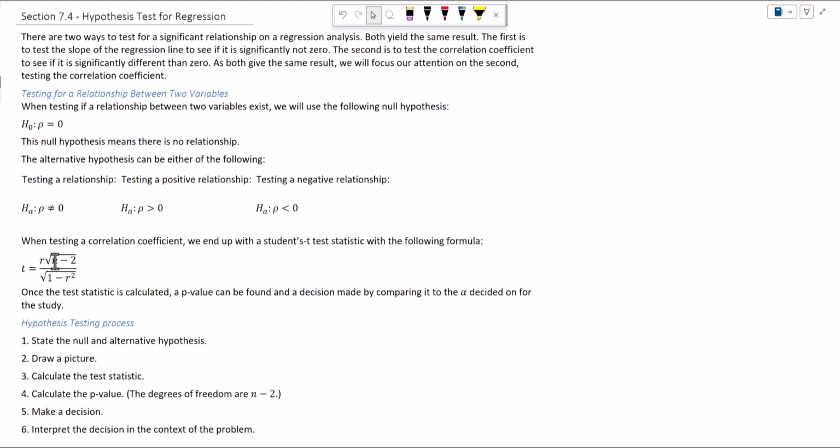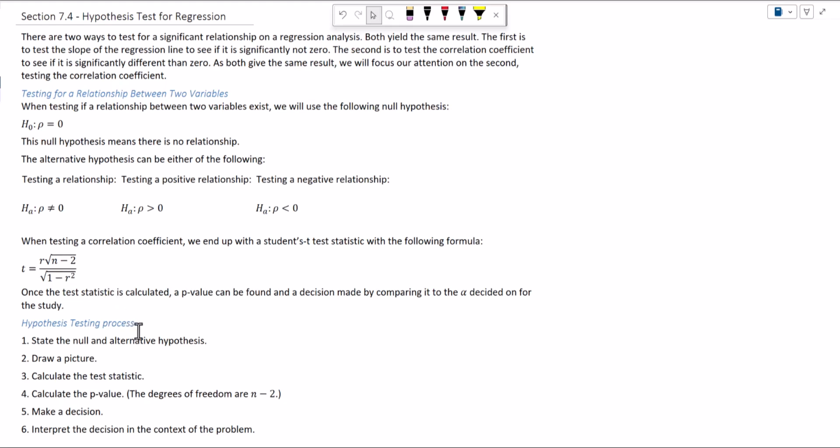On your formula sheet, there's a new player introduced here. There are a couple ways this is done, but this is the way we have it written on the formula sheet, so this is what I'm going to use. R is our correlation coefficient, N is our number of pairs of data. We have R times the square root of N minus 2, which is actually the degrees of freedom also, divided by the square root of 1 minus R squared. That gives us a test statistic.